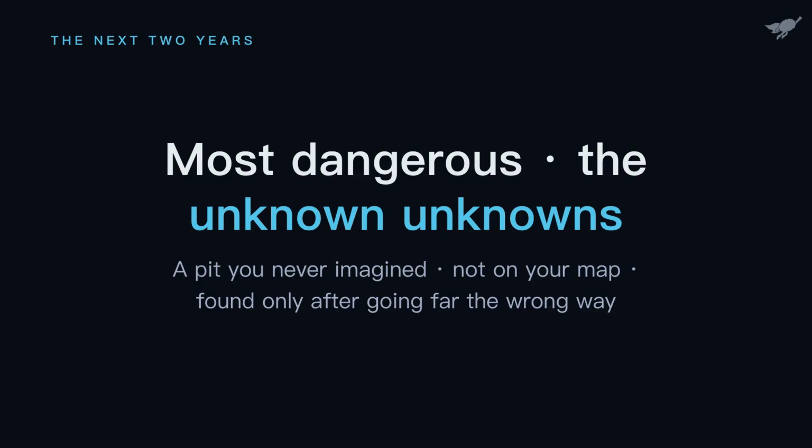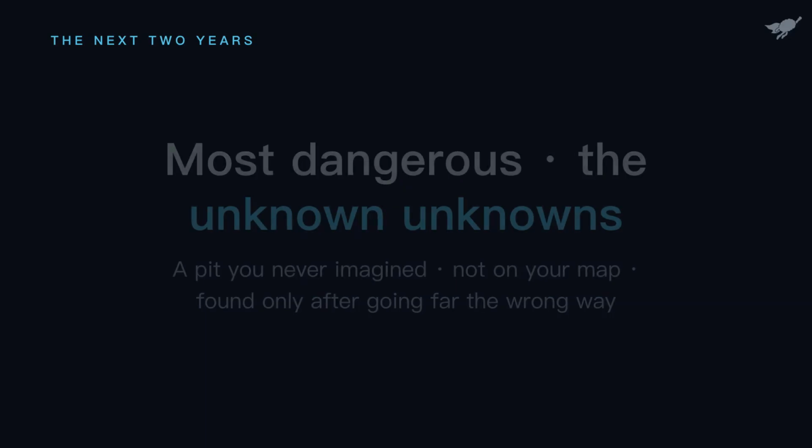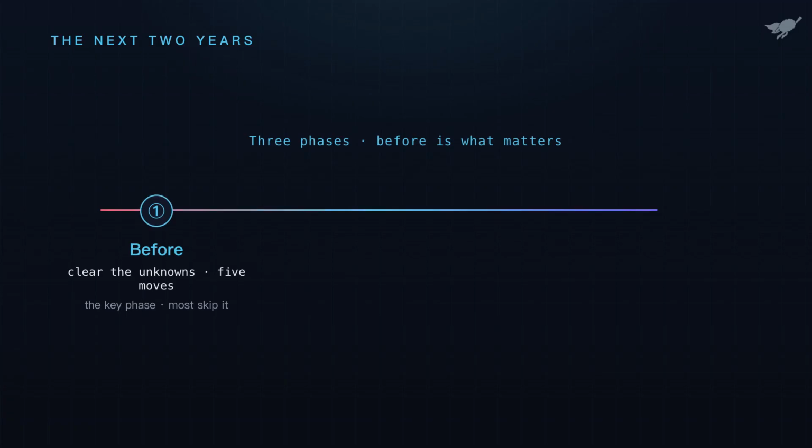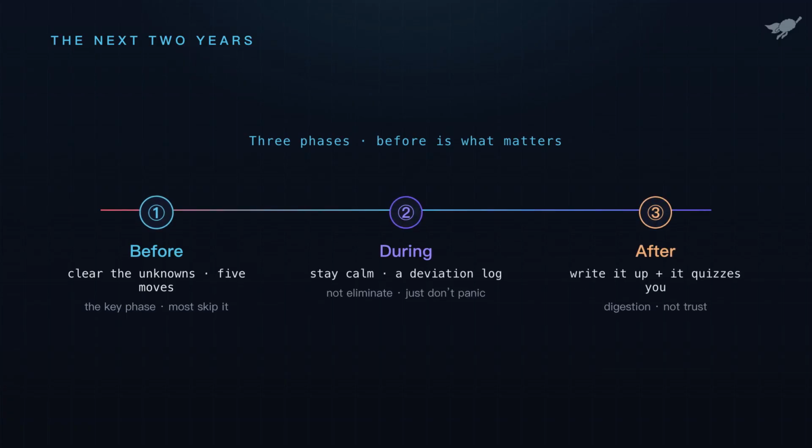So Thariq lands on a conclusion that really stings. The best AI users aren't necessarily the ones who write better prompts. More often, they just have fewer unknowns before they begin. And that is a skill you can train. How do you train it? He breaks the whole process into 3 phases: before implementation, during, and after. The most important is before you start, which is exactly the part most people skip.